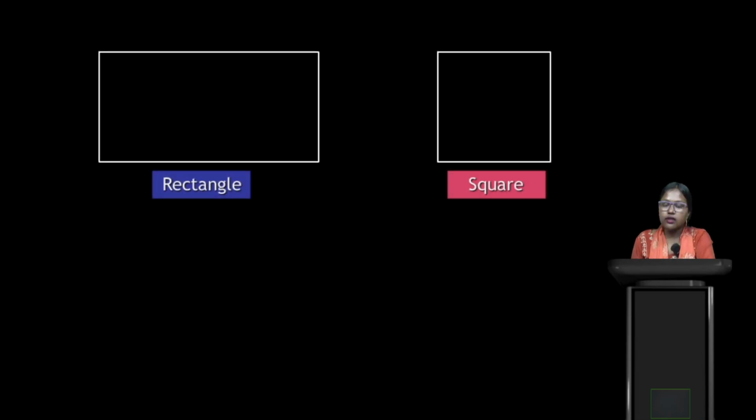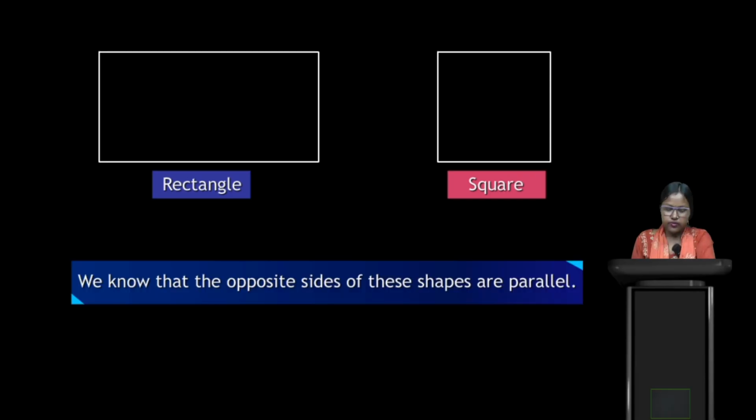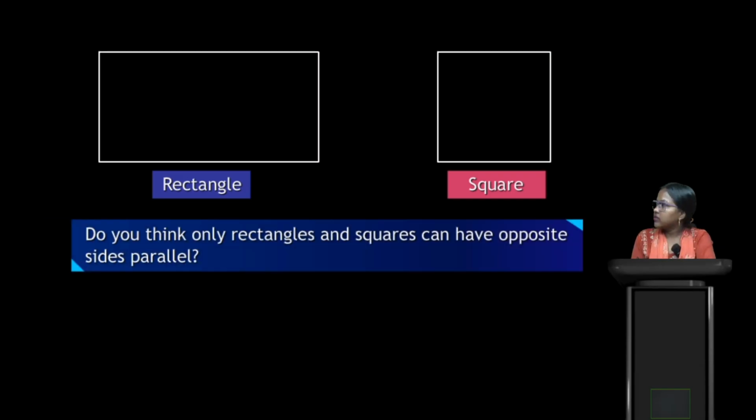Okay, so here are the diagrams of a rectangle and a square. We know that opposite sides of these shapes are parallel. All of you know, in a rectangle also opposite sides are parallel. In a square also opposite sides are parallel. Equal sides are also there, but what we know is these are parallel also. Okay, here you can see.